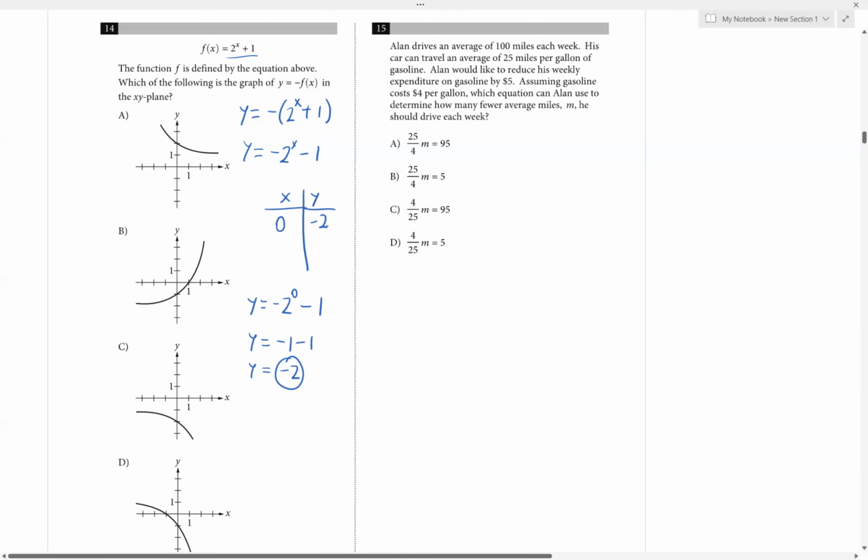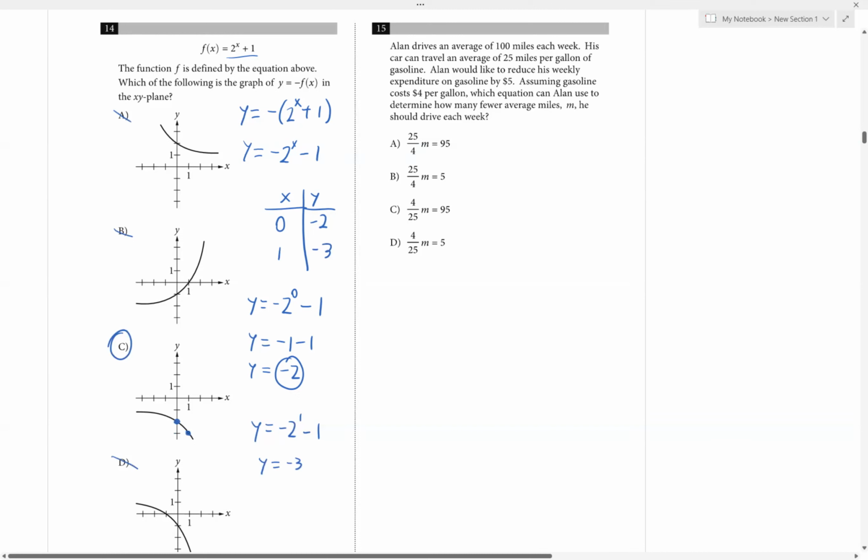Only answer choice C has that. All the other ones don't go through 0 comma negative 2, so you can eliminate them. C has to be correct. We could plug in another point just to make sure. Plug in 1: y equals negative 2 to the 1 minus 1, which is negative 2 minus 1, which is negative 3. So you get 1 comma negative 3, which matches as well. So it's answer choice C.